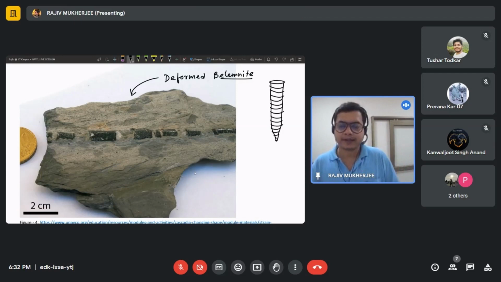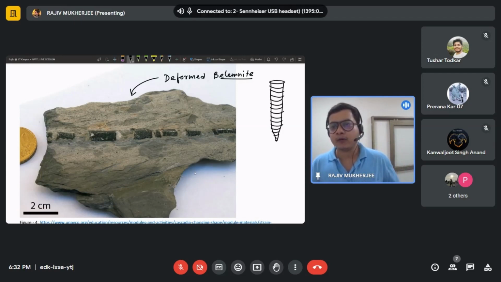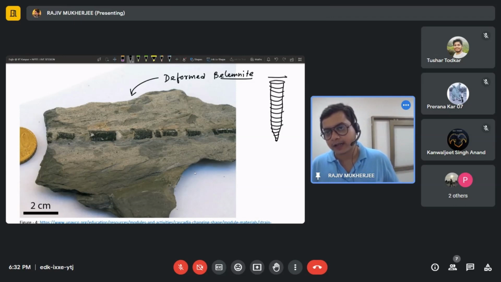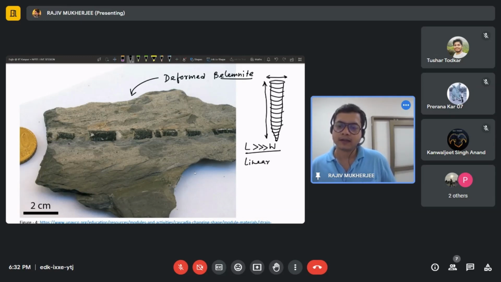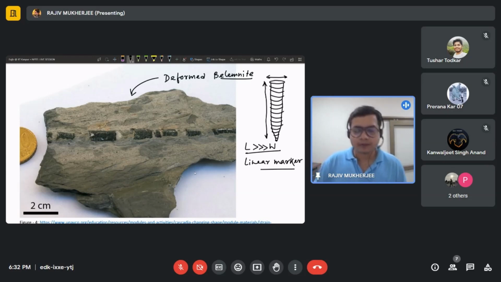Because it has a very specific geometry, right? And we mostly consider, because the cross sectional dimension is less than its transverse dimension or length, length is very much greater than width. So in that sense, we consider this as a linear marker, right? Linear marker doesn't mean that the object has to be one dimensional. In practical senses, since the length of the object is very much greater than the width itself, we consider it as a linear marker.